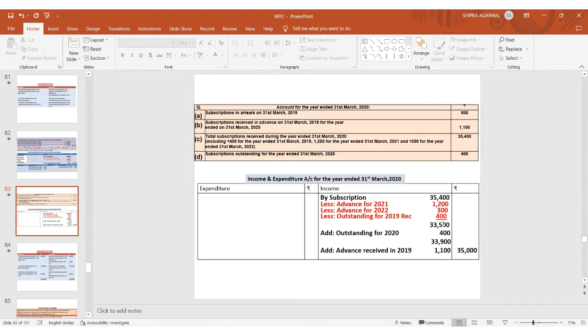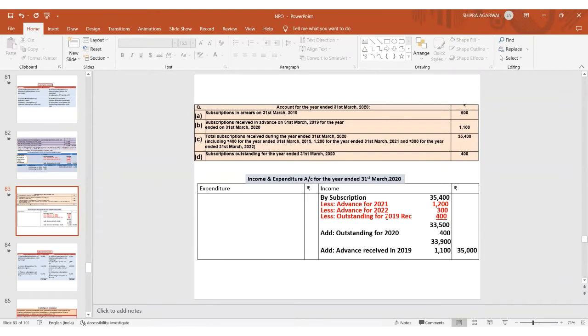But apart from this, they are also giving subscriptions outstanding for the year ended 31st March 2020. That means out of the current year subscription, 400 is outstanding, but that 400 is for the current year only. So that is again to be considered. So I'll add it over here, 400.